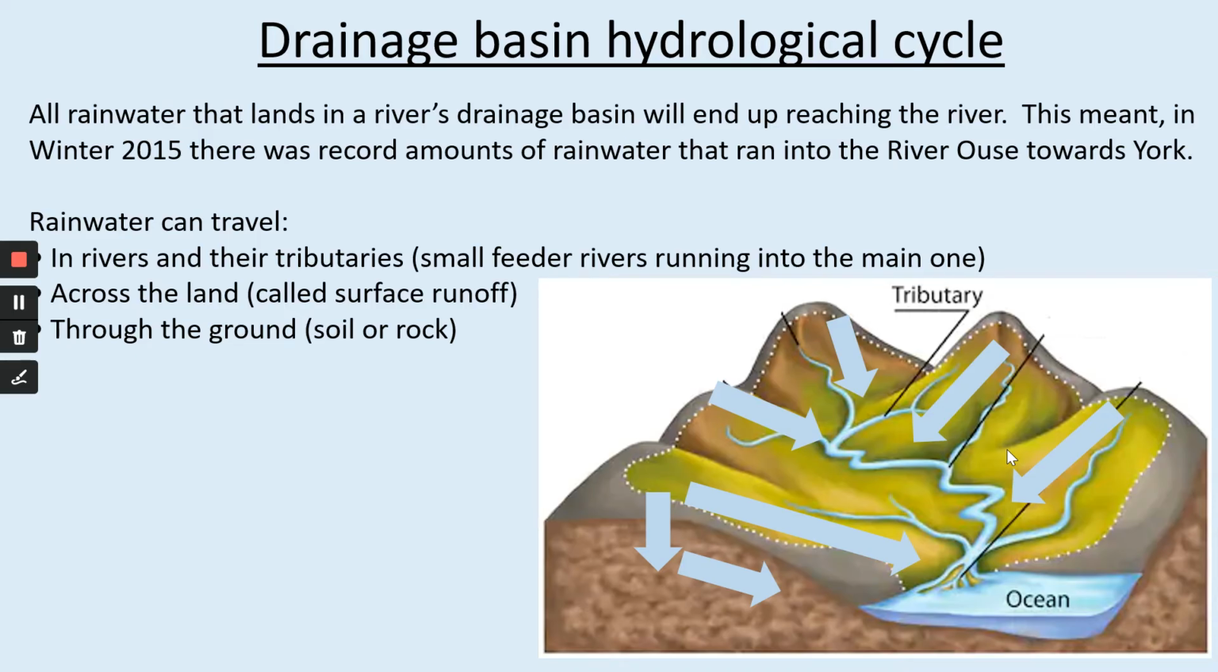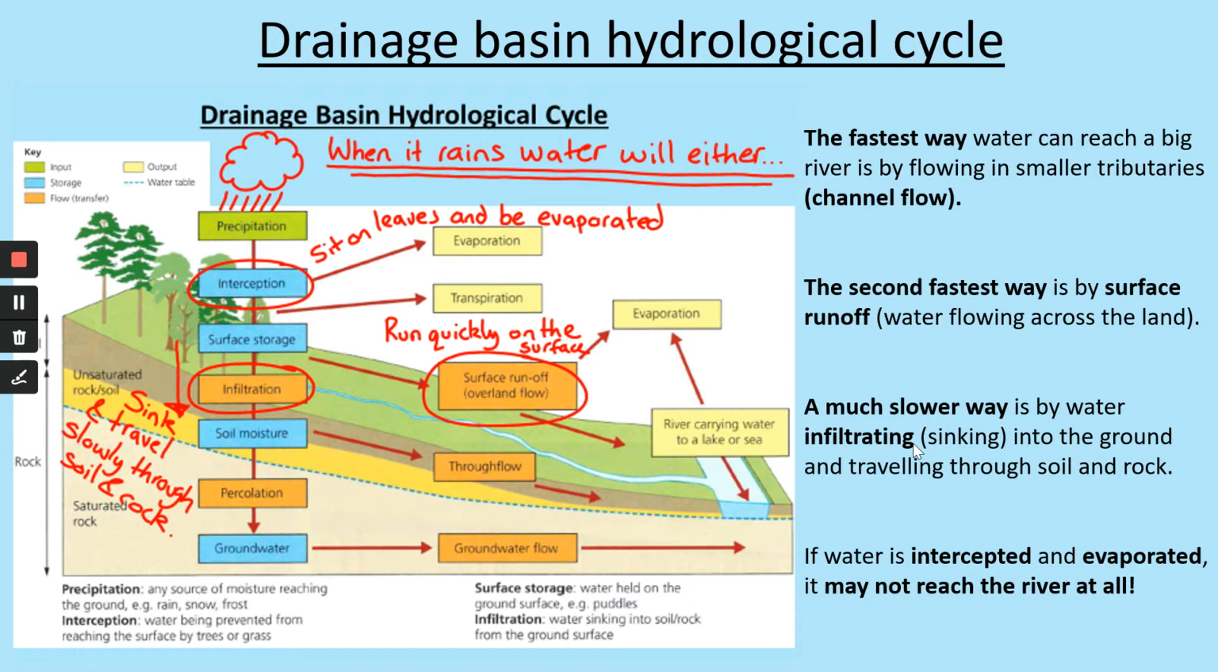Now, all a drainage basin is, it's an area of land that the river drains. So all of the water that falls anywhere in this area will run down into the River Ouse. So the more water that falls, the more likely the river is to flood. Now, because there was so much rainfall in winter 2015, that meant that the drainage basin, the land, was completely full of water. It was saturated.